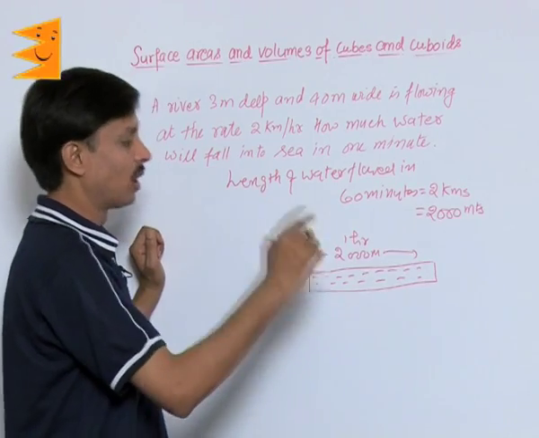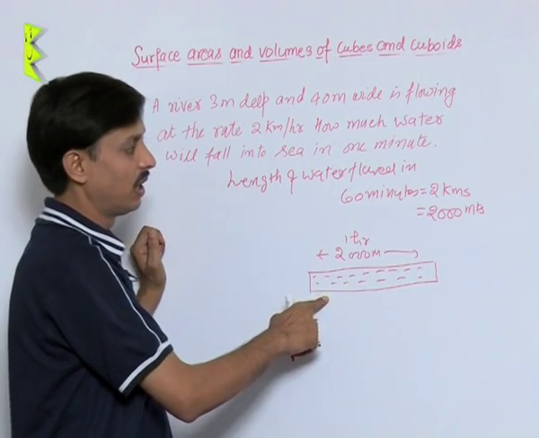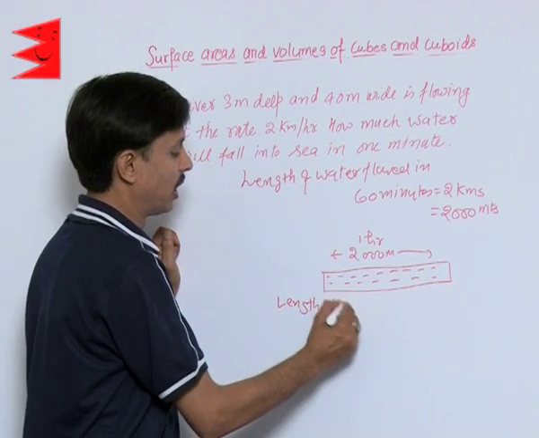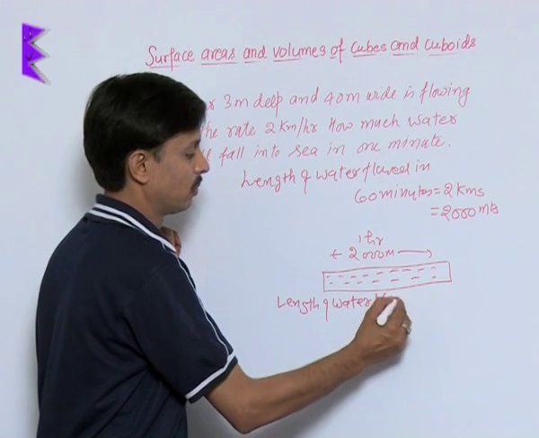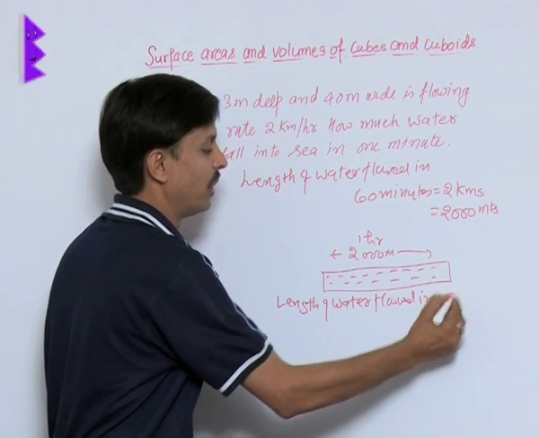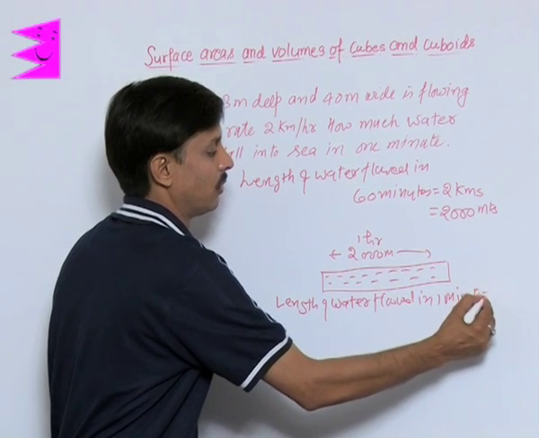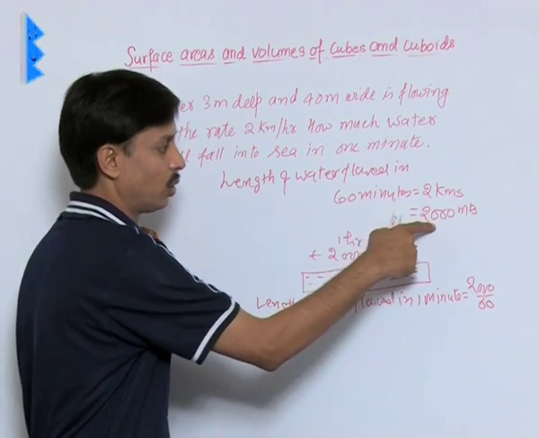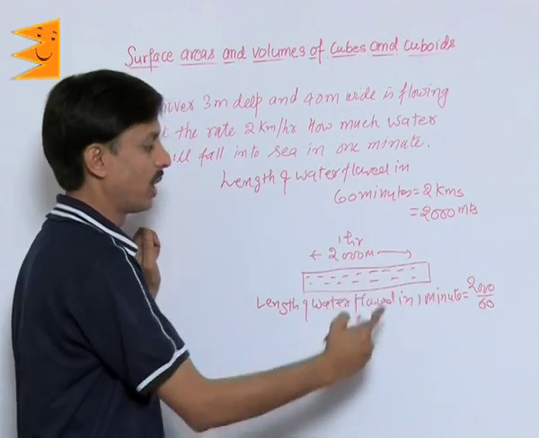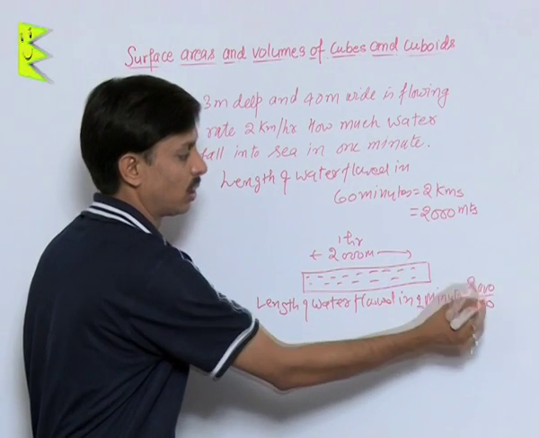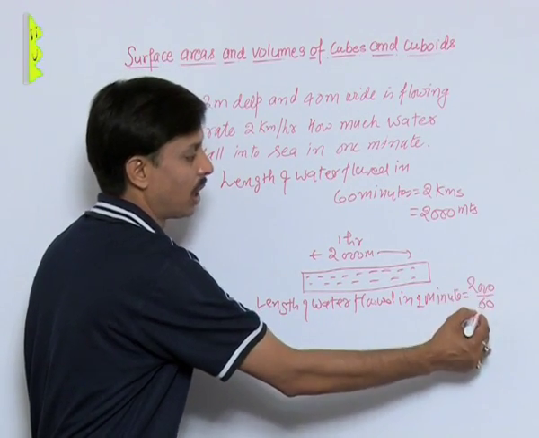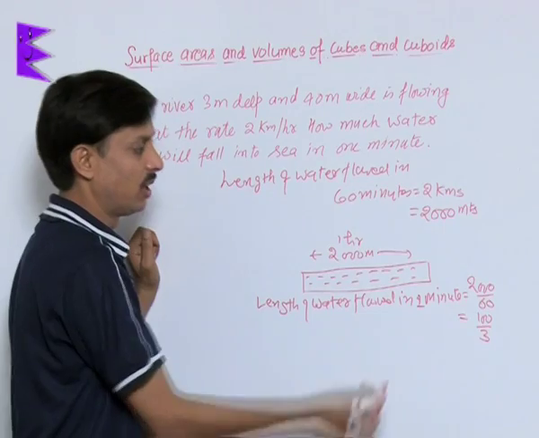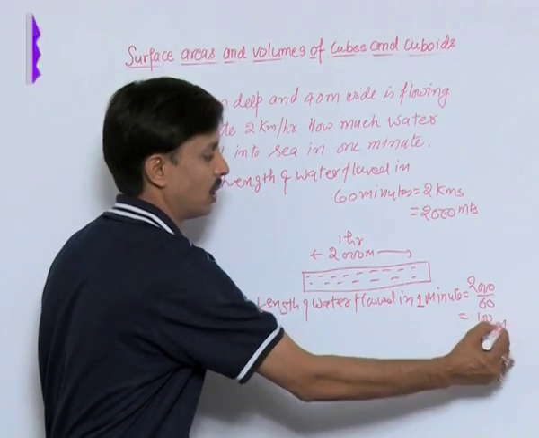So length of water flowed through this river in 1 minute. In meters, this is 2000 upon 60, because in 1 hour it is 2000 meters. So you can say in 1 minute it is 2000 upon 60, which will come out equal to 100 upon 3. On simplification, 200 upon 6, 100 upon 3 meter.